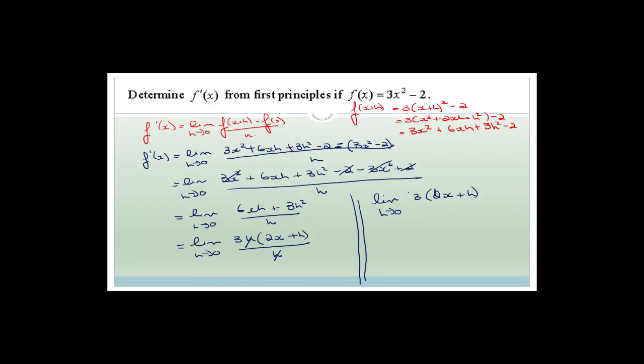And now we apply this limit as h tends to 0, and what we're saying is, what does this sum become as we get closer and closer to h being 0? Do you agree that we can basically replace h with 0 wherever we see it, and we end up with 3 times 2x, which is just 6x, and that is our final answer.